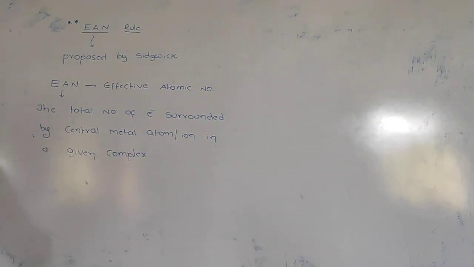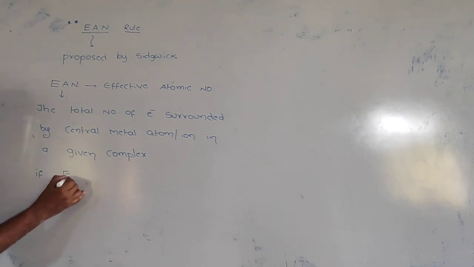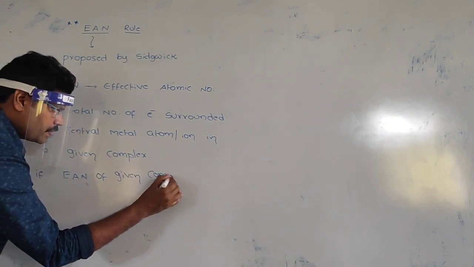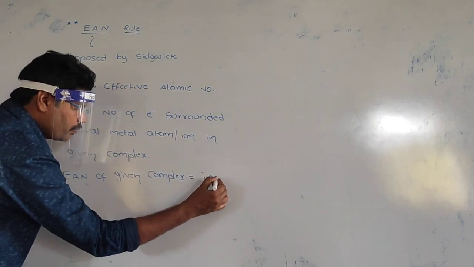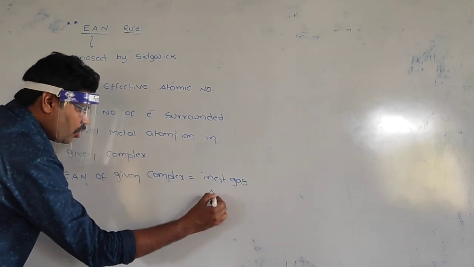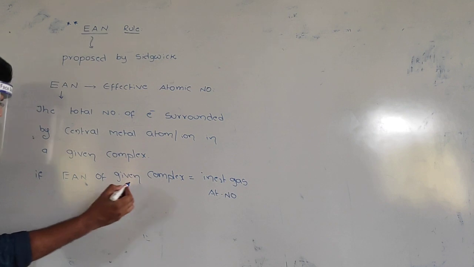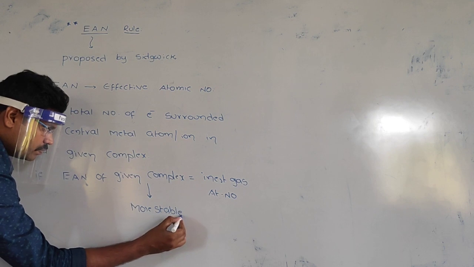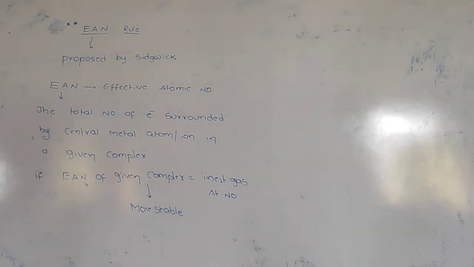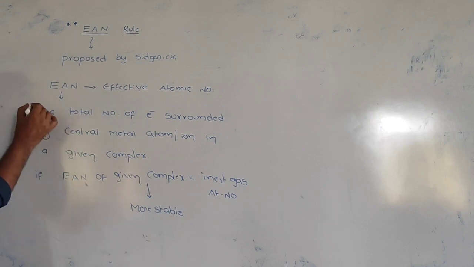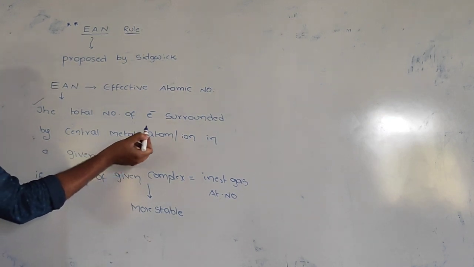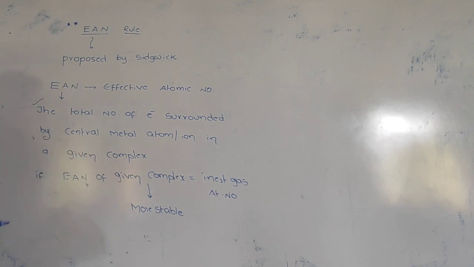Dear students, according to Sidgwick, if the EAN of a given complex is equal to an inert gas atomic number, then absolutely the complex is said to be more stable. So this is what we call simply EAN. EAN is the total number of electrons surrounded by a central metal atom or ion, whatever it may be, in a given complex.